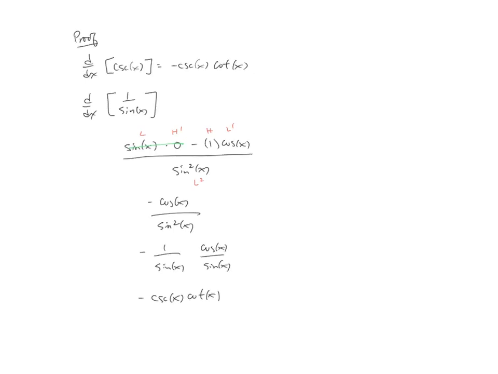So again, much more direct once we get past the formal proofs using the limit definition of a derivative for sine and cosine. The other 4 can be proven using the quotient rule as you just saw.